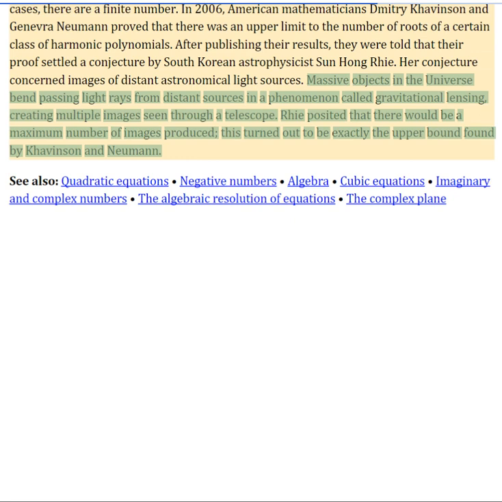Massive objects in the universe bend passing light rays from distant sources in a phenomenon called gravitational lensing, creating multiple images seen through a telescope. Rhie posited that there would be a maximum number of images produced. This turned out to be exactly the upper bound found by Khavinson and Neumann.